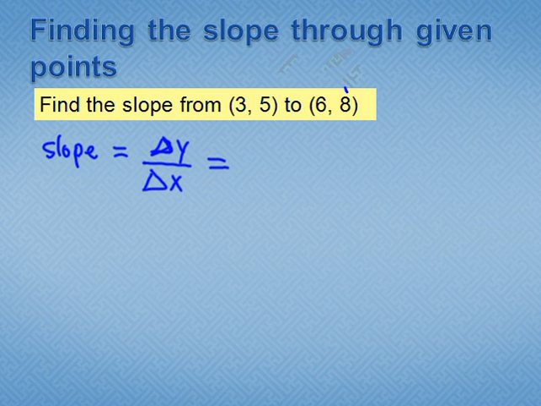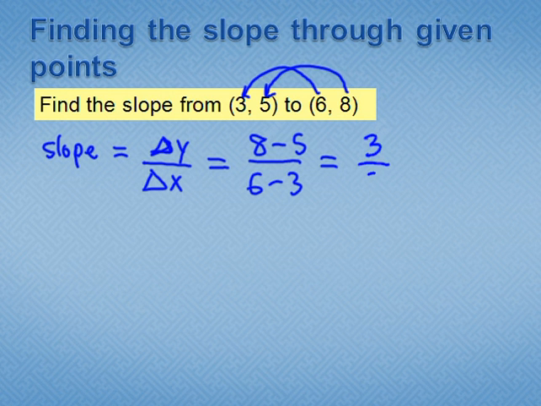If you want to do 8 minus 5, that's fine, no problem there. Let's do 8 minus 5. That'll be the change from this y coordinate to that one. But then when you go to do the x's, you have to subtract in the same order. So in this case, we have to do 6 minus 3. So in both cases, we did right, subtract left. That's fine. So 8 minus 5 is 3 for our numerator. 6 minus 3 is also 3 for our denominator. And 3 over 3 reduces to 1. So the slope here is positive 1.